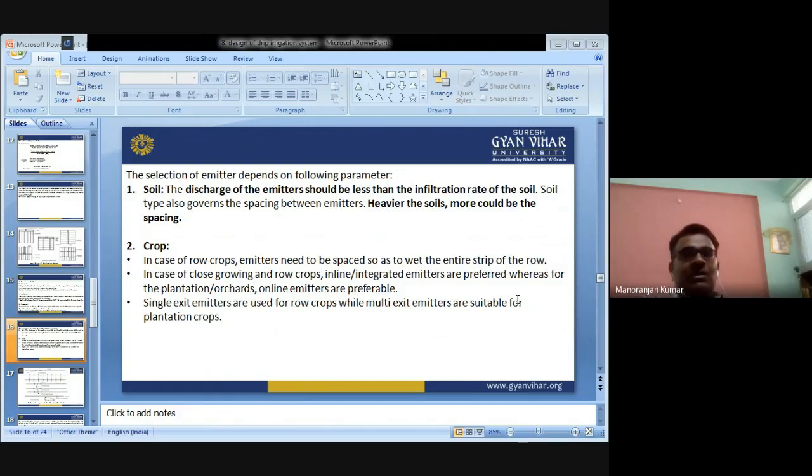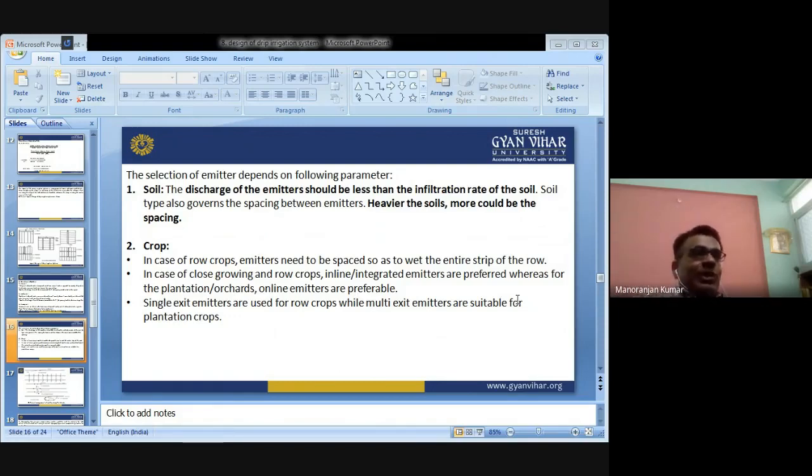So there are two losses. One is the water will be wasted, and also the soil loss will be there. So we should select the emitter so that the soil infiltration rate should be more than the emitter discharge.